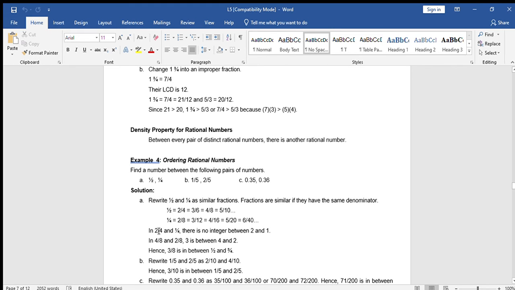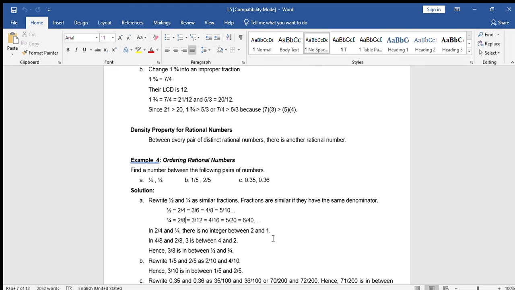So, in 2 over 4 and 1 over 4, there is no integer between 2 and 1. What does that mean? It's not the same. How about in here? In 4 over 8 and 2 over 8, 3 is between 4 and 2.